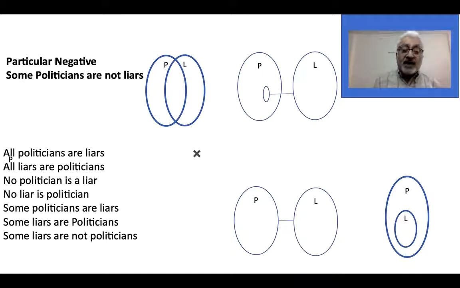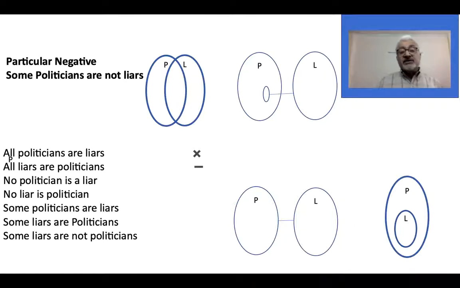It says all liars are politicians. All liars are politicians. It's not true in the first one. Is it true in the second one? Not very clear. Is it true here? No. But what about here? Is it true that all liars are politicians here? Answer is yes. Hence, we cannot say that it is certainly false. We can simply say that it is possibly true. Hence, the explanation for possibly true would be a dash.